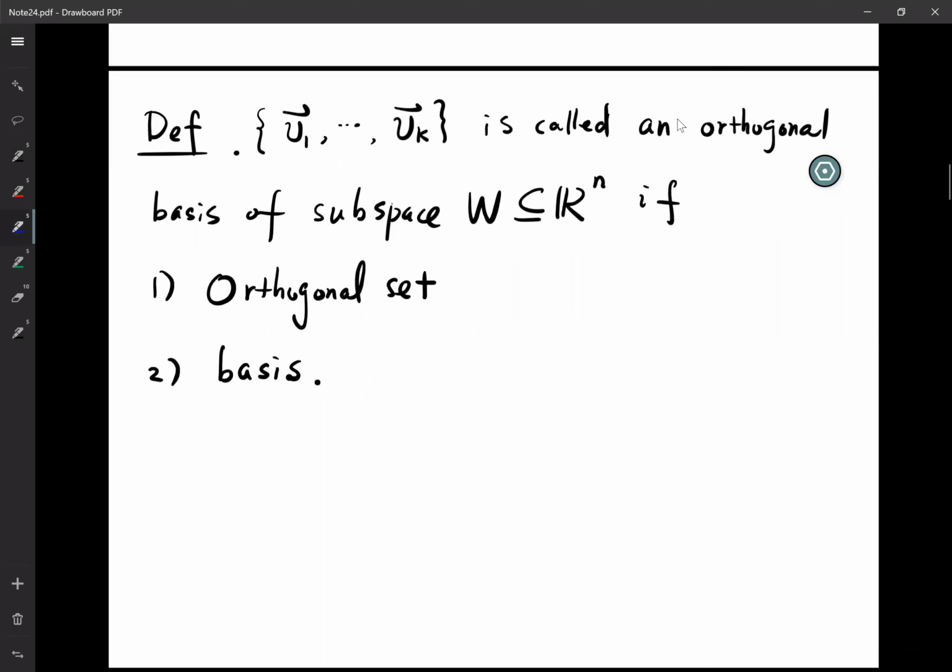What does it mean to have a basis? So one, it should be not too small.